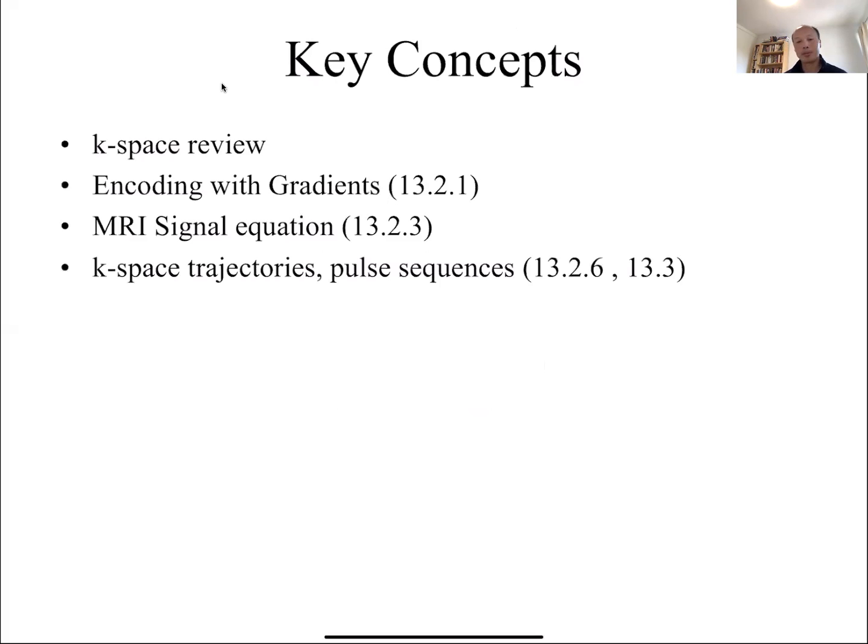Then we're going to talk about how we use the gradients to do encoding. We're going to go over the MRI signal equation, and then we're going to talk about k-space trajectories and pulse sequences. So this is really a lecture where we take a first stab at understanding how we use MRI to actually make images of objects.